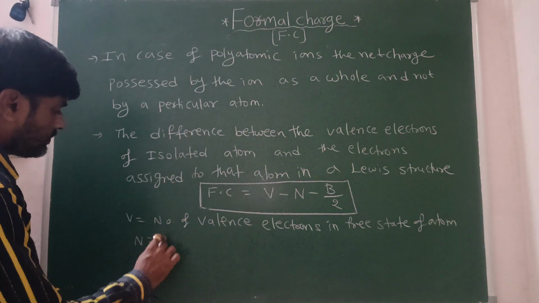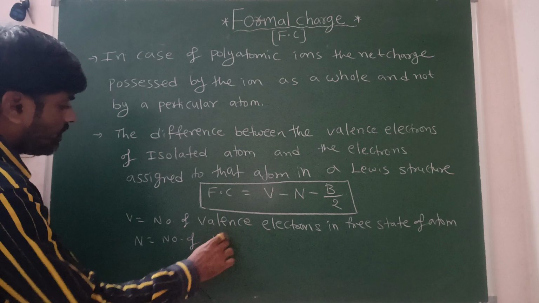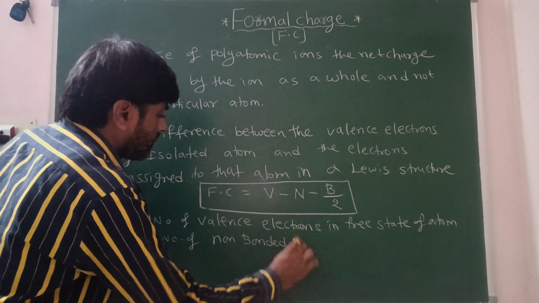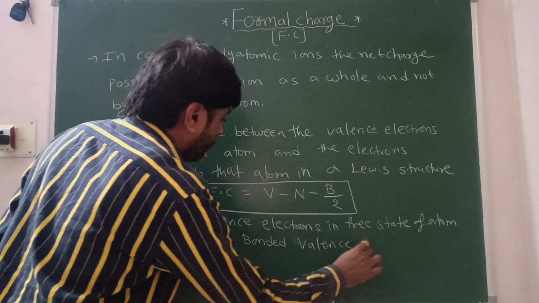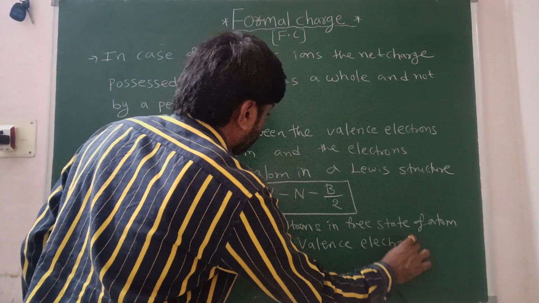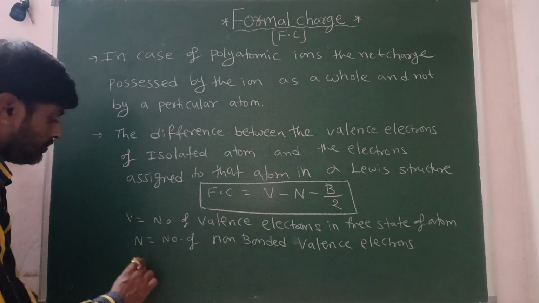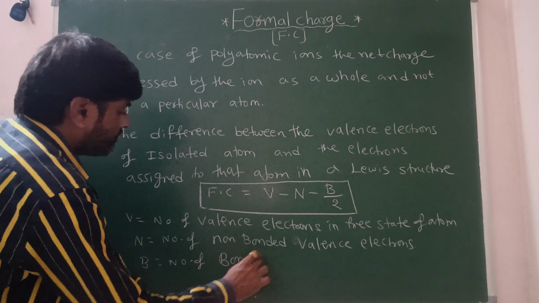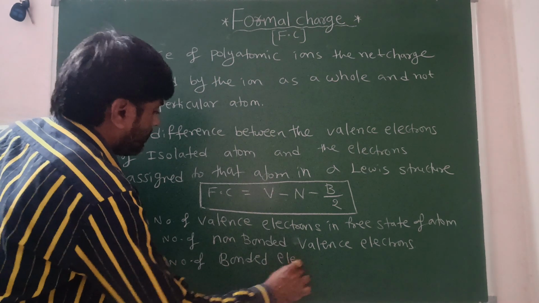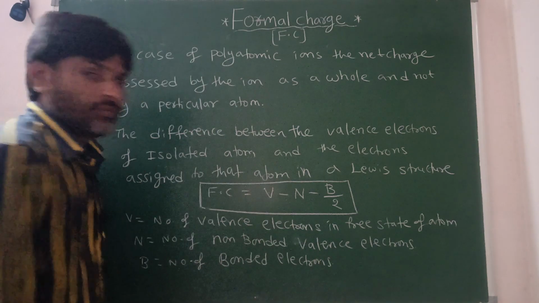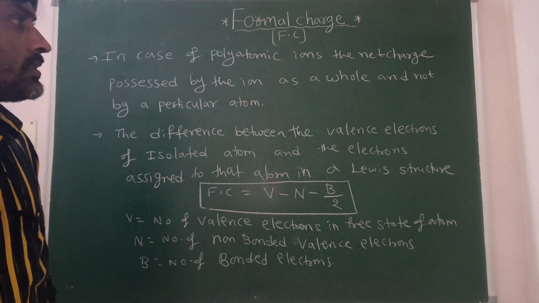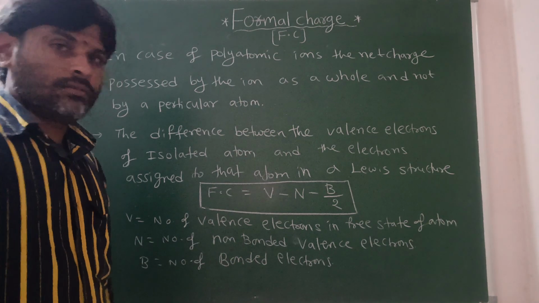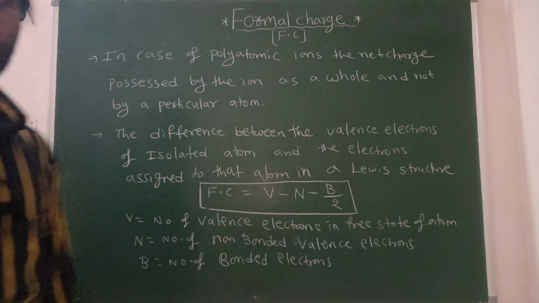N is the number of non-bonded valence electrons. B is the number of bonded electrons. So this is the formula for formal charge. By using this formula, how can we calculate the formal charge? Now I will explain with some examples.